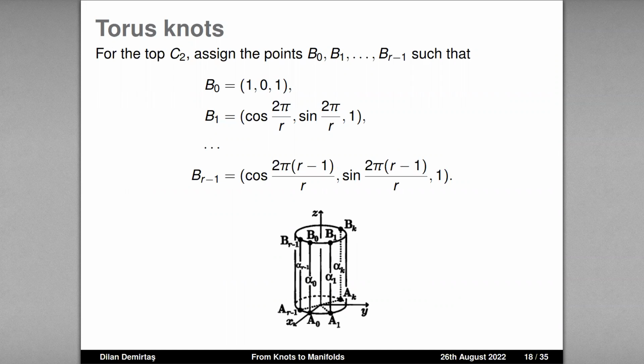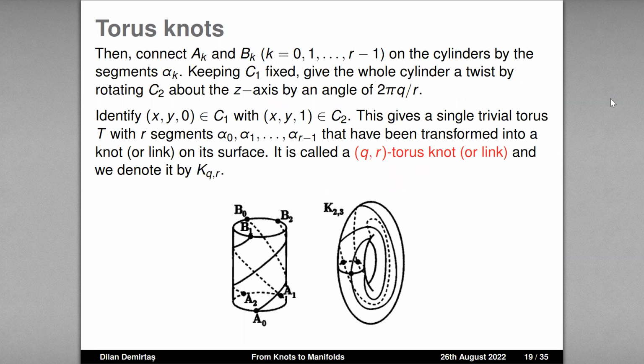So we get the following picture. We have R points on the base, R points on the top. And to connect these, we take the path alpha I on the cylinder so that it connects AI to BI. Then we keep C1, the base, fixed, and give the top C2 a rotation by 2 pi q over R, like this. So we rotate them, and B1 is not in the original position right now.